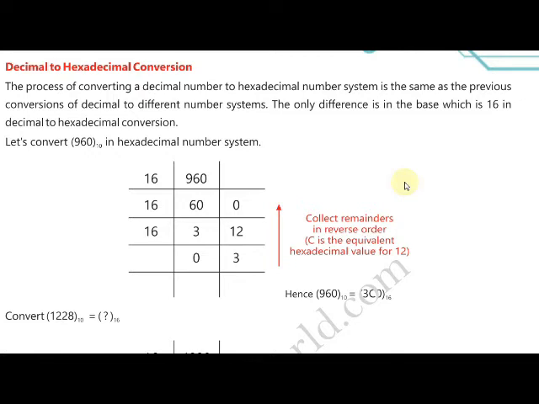In binary we use the same method, in octal also the same method, and here also we are going to use the same method, but the divisor will be different, because while converting any numbering system we use the base of that number system as the divisor to divide the given dividend. So here we are going to convert a decimal to hexadecimal. We have one decimal number, that is 960, which we have to convert to hexadecimal.